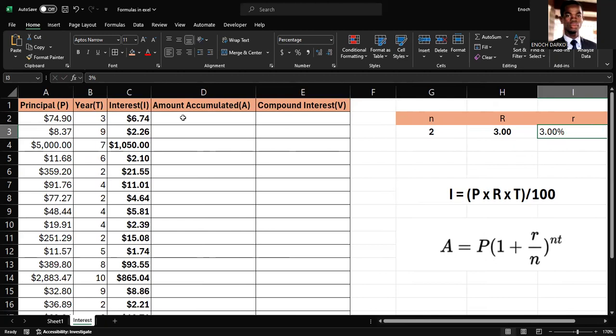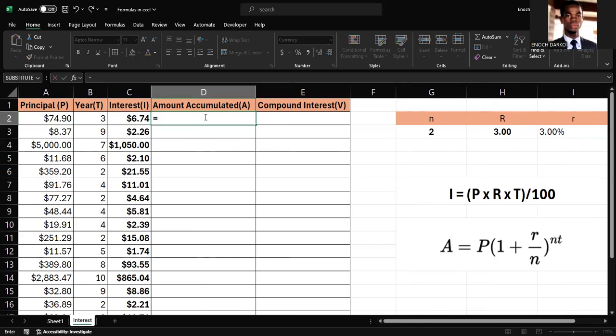We are going to combine our formulas. Our formula says that A, which is the amount accumulated, is equal to our principal, P, times. Because of BODMAS, I like to group the components of my formulas in brackets. So principal times, then you open your bracket, 1 plus. Now I'm doing another calculation, and if I don't want to get confused, I'll put that one in brackets.